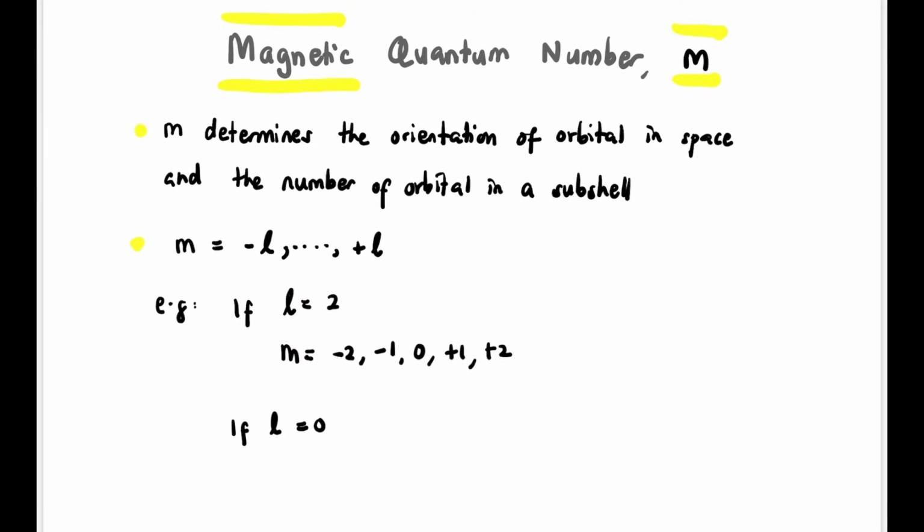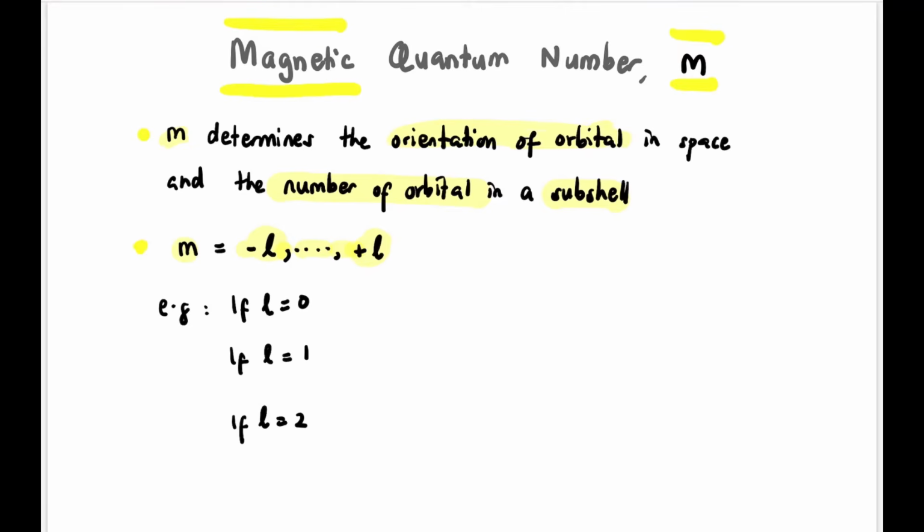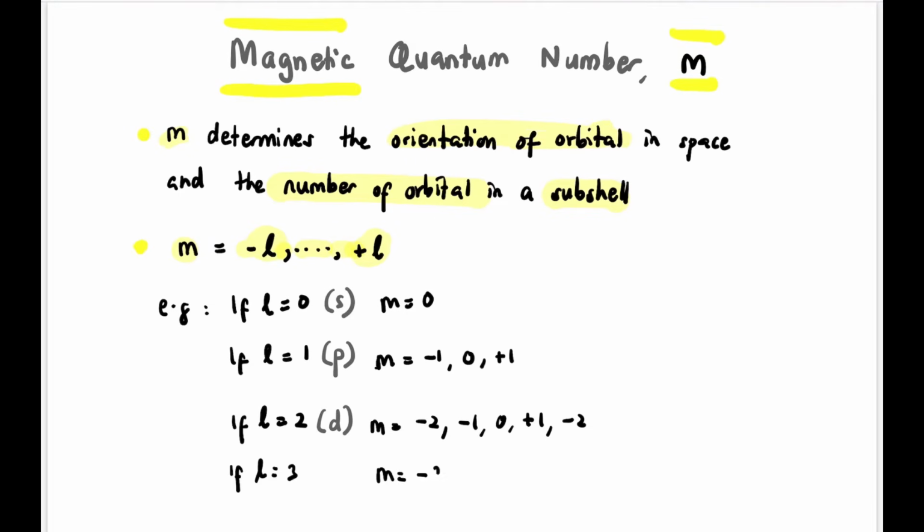Kita sudah kenal dua, iaitu n dan juga l. So sekarang kita tengok yang ketiga, m. Magnetic quantum number determines the orientation of the orbital in space and also the number of orbitals in a subshell. So dia punya value negative l sehinggalah positive l. So if l equal to 0, m equals to 0. Tapi kalau l equal to 1, m equal to negative 1, 0 atau positive 1. If l equal to 2, negative 2 sehinggalah positive 2. Ada typo di situ, sepatutnya positive 2, after positive 1, positive 2. Jadi itu shape dia.